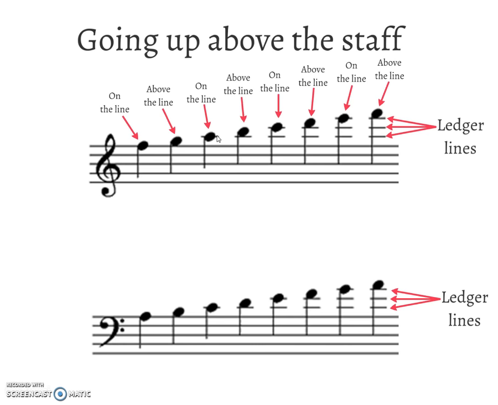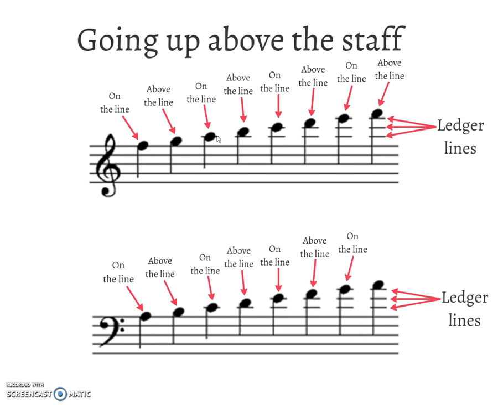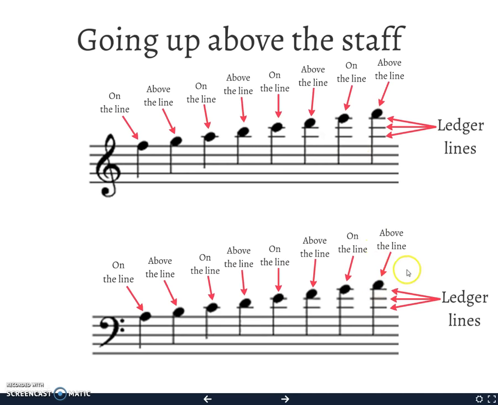Same thing on the bass clef. On the line, above the line. We add an extra line. On the line, above the ledger line. On the second ledger line, above the second ledger line. On the third ledger line, above the third ledger line. And we could even keep going beyond this. You could go into infinity. But of course, I didn't want to do that. So I stopped at three.